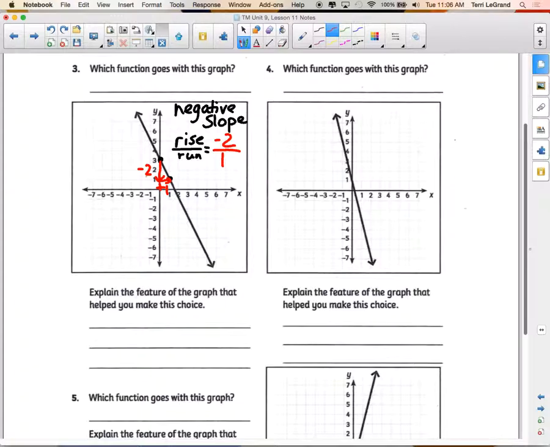What's negative 2 divided by positive 1? Negative 2. So we just figured out that the rise over run is negative 2, making our slope negative 2. Oh, that's good because we said it should have a negative slope, right? Okay, then what's its b value? What does b equal? What's its y-intercept? Right here, 3.